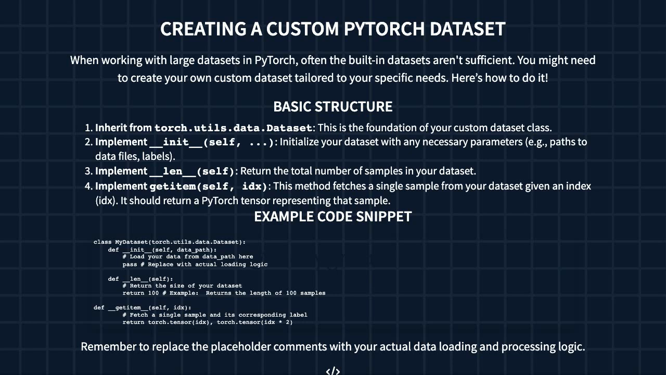Then, you need to define two crucial methods: __len__, which tells PyTorch how many samples are in your dataset, and __getitem__, which is where the magic happens. This method takes an index and returns a single sample as a PyTorch tensor. I've shown you a basic example, just remember to replace those placeholder comments with your actual data loading code. It's all about adapting to your specific data.